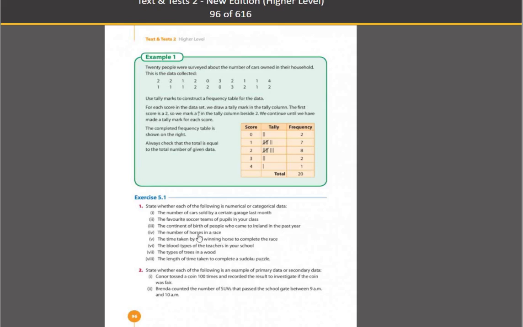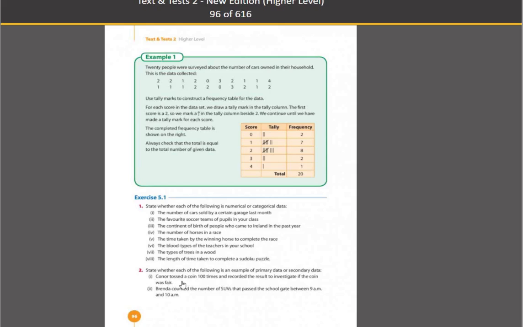The number of horses in a race. We're counting again. So do you remember what we were saying? Numerical and categorical. If we're counting something, numbers, numerical. The time taken by the winning horse to complete the race. Again, time. We're counting it. It's 2 minutes, 3 minutes, whatever it is. So category or numerical? The blood type of teachers in your school. Blood type A, O, B, whatever it is. Categories. Types of trees in the wood. Again, types, categories. So categorical data. And the length of time taken to complete a Sudoku puzzle. Length of time again is numerical.